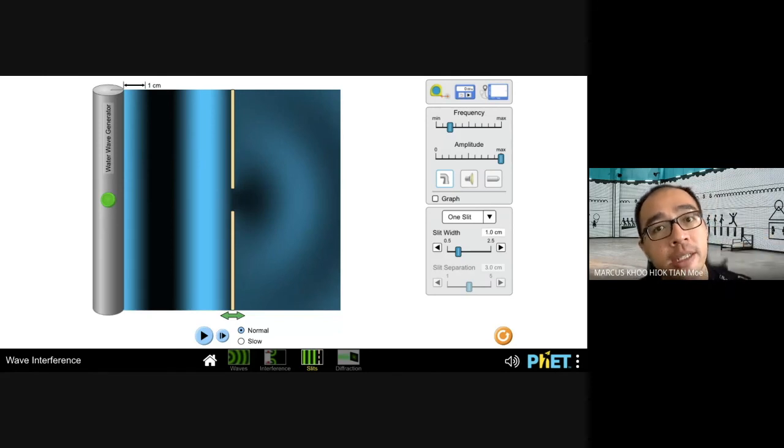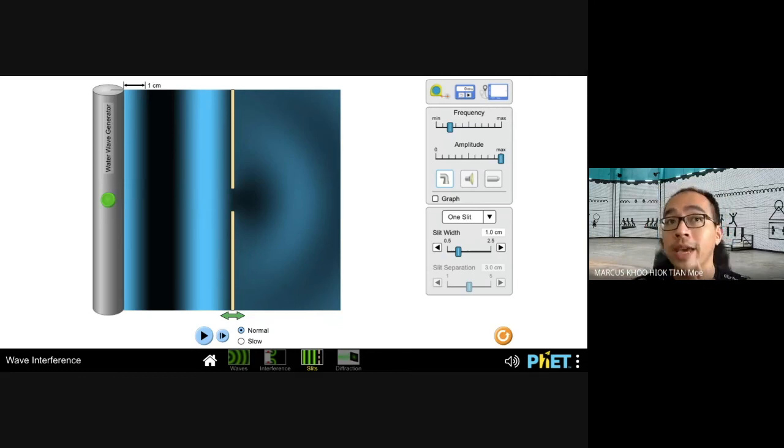So diffraction is the spreading of the waves after it passes through a slit, and I'm going to add the last word here, or a gap. Or an obstacle, sorry. Please ignore the gap. Slit is gap, right? So spreading of waves after it passes through a slit or a gap, or an obstacle, which we did not discuss in this simulation.